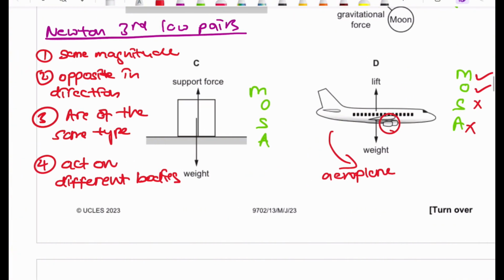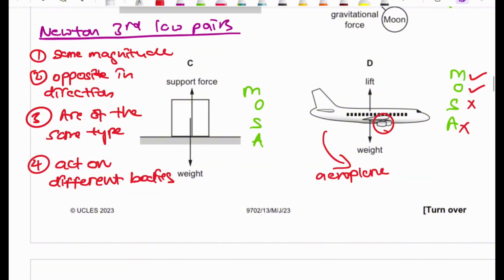We go here. Are they of the same magnitude? They might be. The support force might be equal to the weight so that it doesn't crash down into the floor, or it doesn't float because the support force is greater than the weight. Are they opposite in direction? Yes, of course. Are they of the same type? They're not, because the support force is a contact force, but the weight is a gravitational force. So this law is not met.